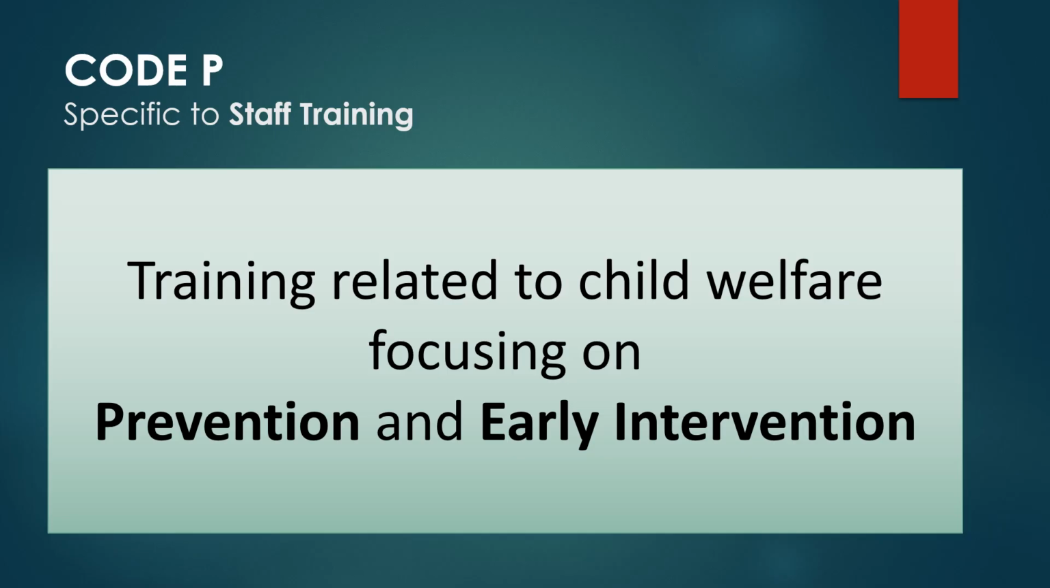Examples might include attending a training on identifying maltreatment, learning about prevention candidacy, or helping staff understand how to refer families for support. This code covers time spent preparing for, presenting, or traveling for these trainings. In short, Code P is all about building capacity of staff to better support students and families through prevention-focused education and awareness.